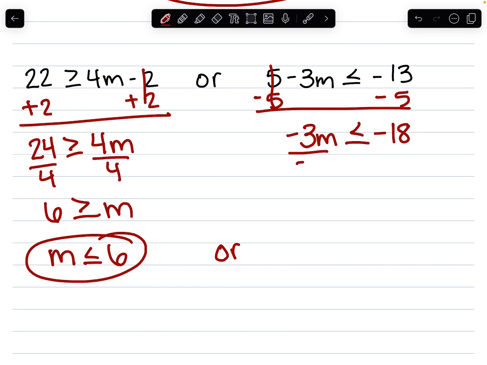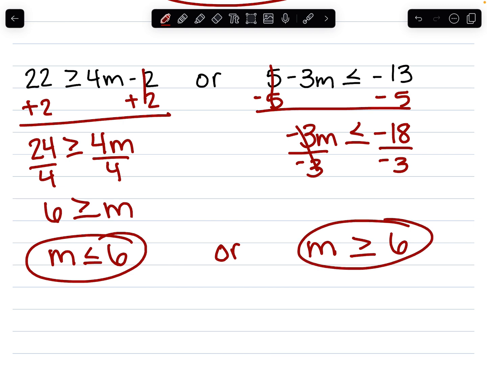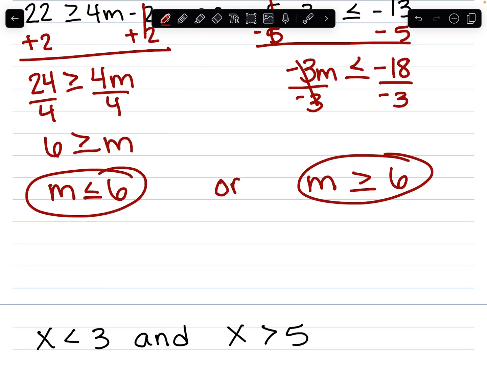Divided by -3. Now I just divided both sides by a negative. What do I need to remember to do? Flip the inequality. Flip that inequality. So m is greater than or equal to 6. Okay? Now, I have an or statement, right?